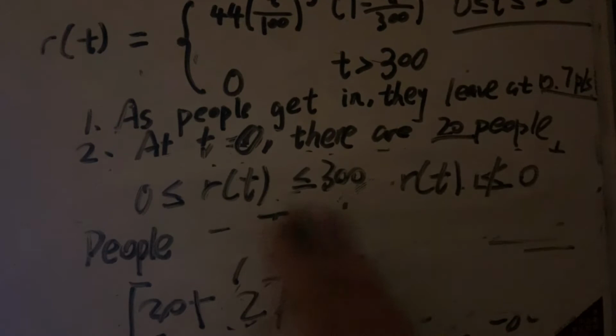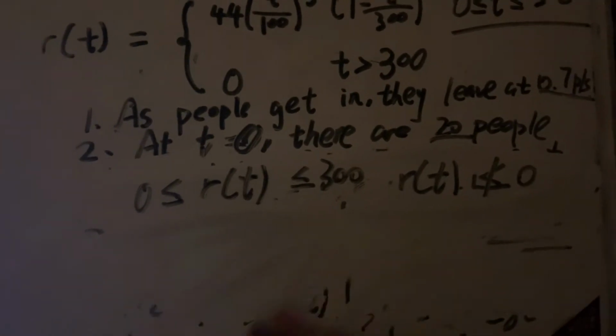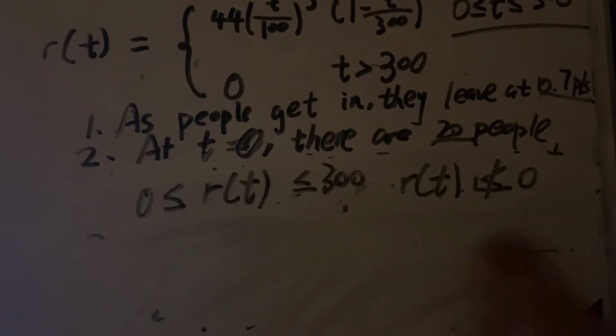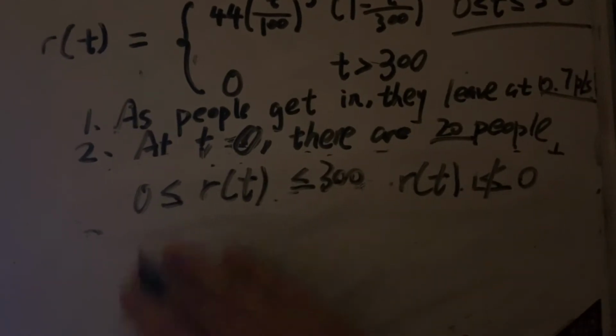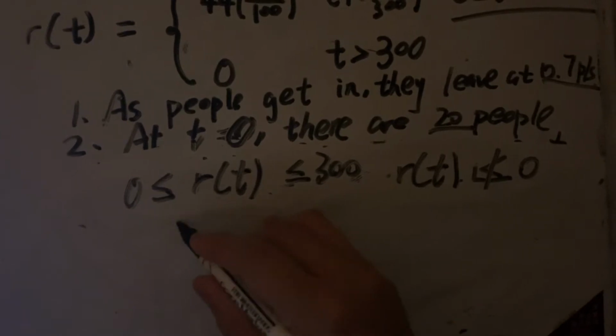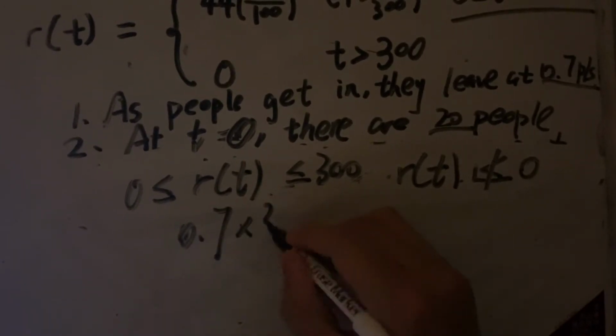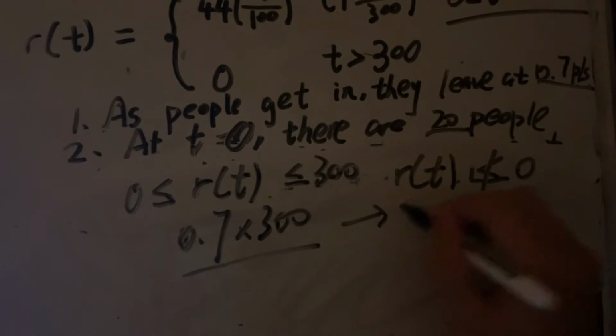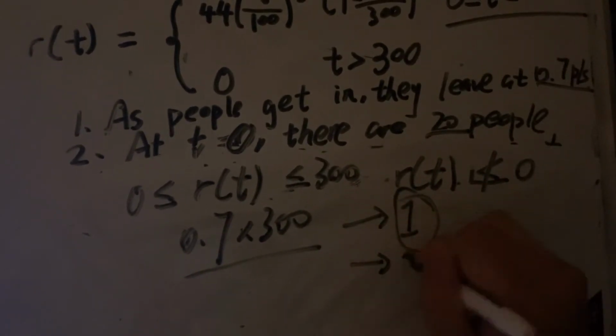Now let's talk about at what point you get marks in this problem. If you consider the rate out, which is you calculated 0.7 times 300, you will get 1 point. And if you get a correct answer, you will get another point.